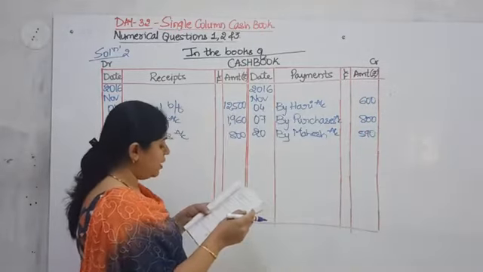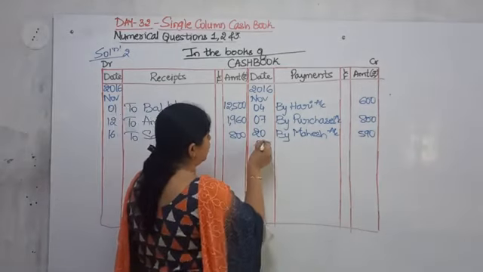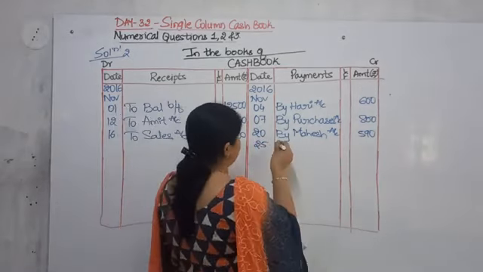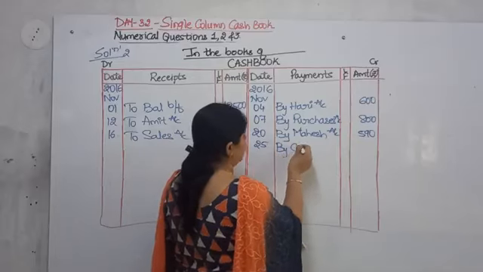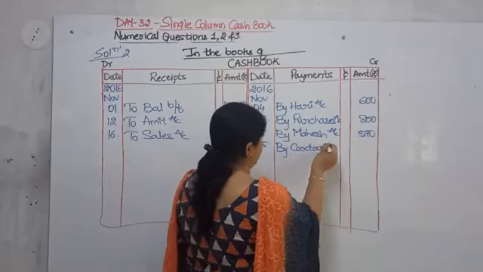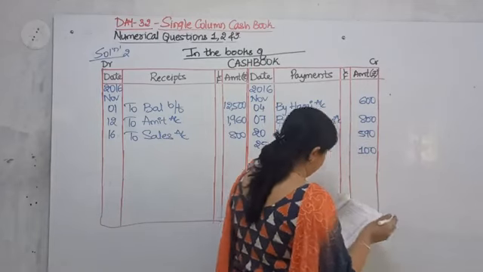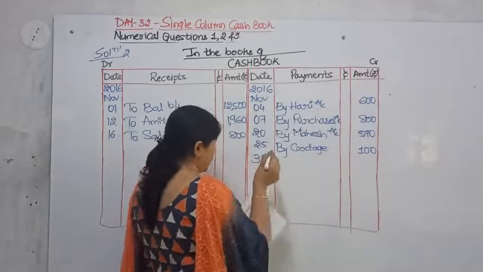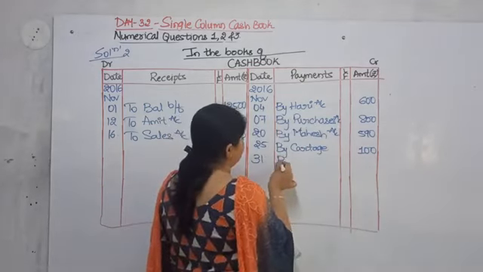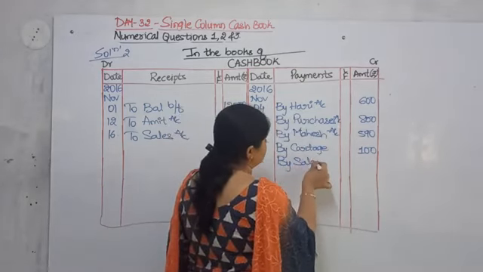Next, paid cartage. So again it will come on the payment side only, for the date 25, by cartage. And what is the amount? See, amount is equal to rupees 100. Next and last transaction, paid salary. So write down by salary account.